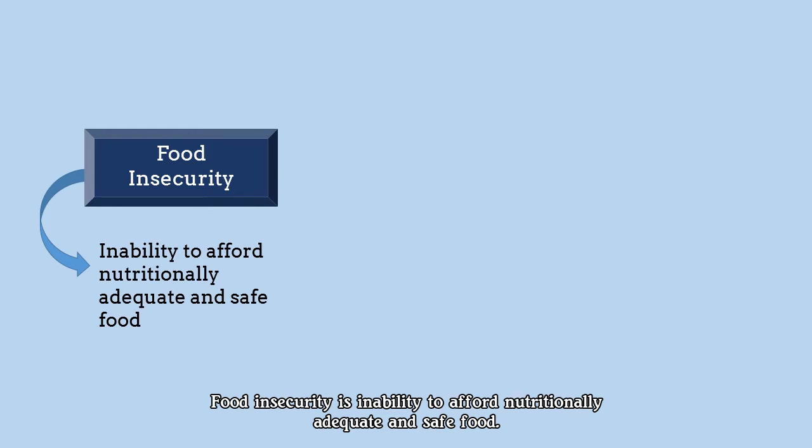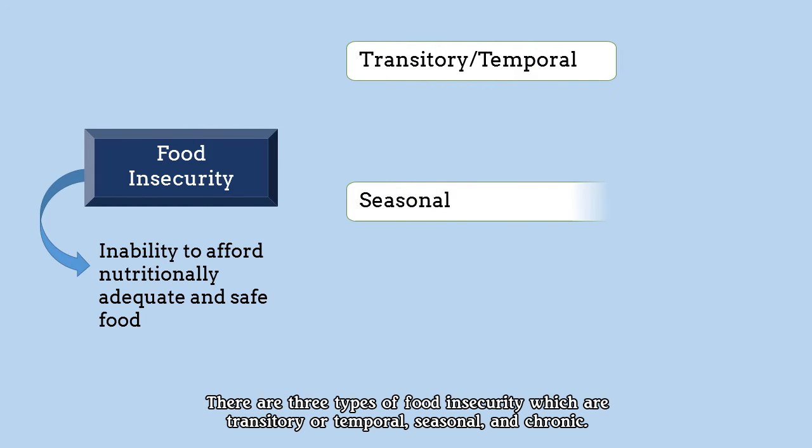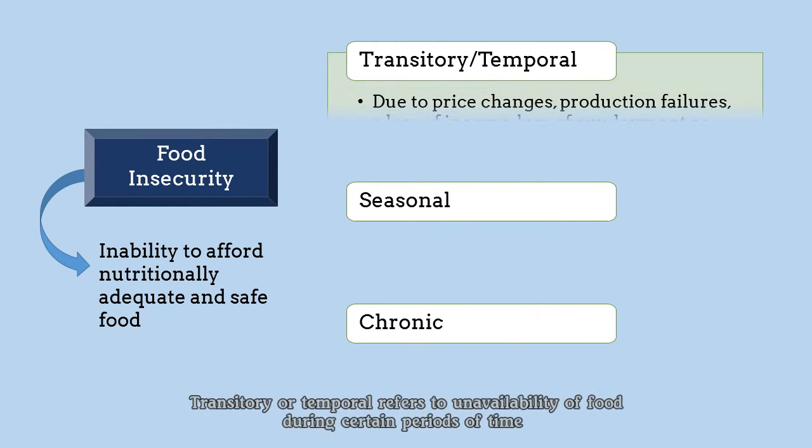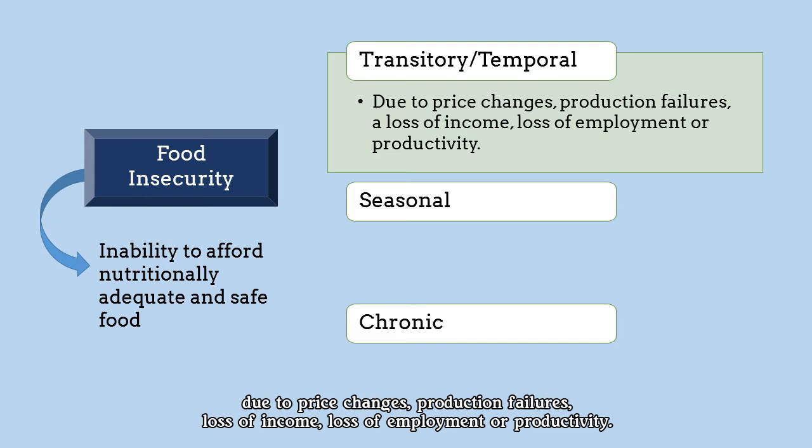Food insecurity is the inability to afford nutritionally adequate and safe food. There are three types of food insecurity, which are transitory or temporal, seasonal, and chronic. Transitory or temporal refers to unavailability of food during certain periods of time, due to price changes, production failures, loss of income, loss of employment or productivity.